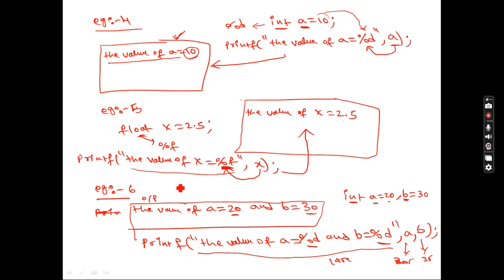From double quotation to double quotation is the first argument. So x is nothing but argument 2. Comma is a separator between one argument and the other argument. So I think the printf concept is clear to you.